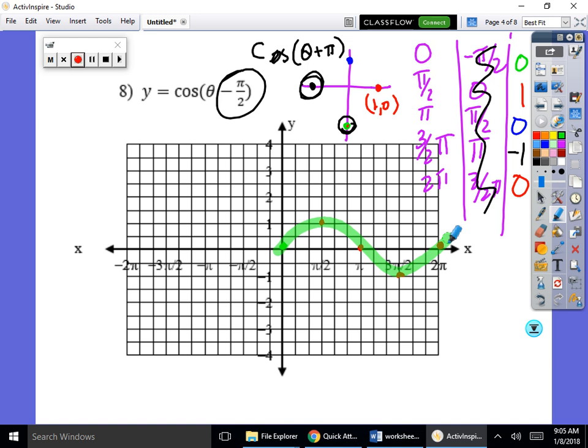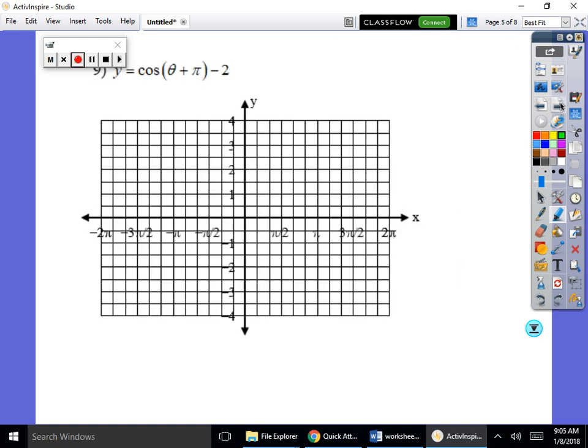All right, so continuing on, number 9. Number 9 has a phase shift and a vertical shift. I personally would do 3 columns, or you can change your startup. Either way will work, okay? You can change your startup. So go ahead and attempt number 9.